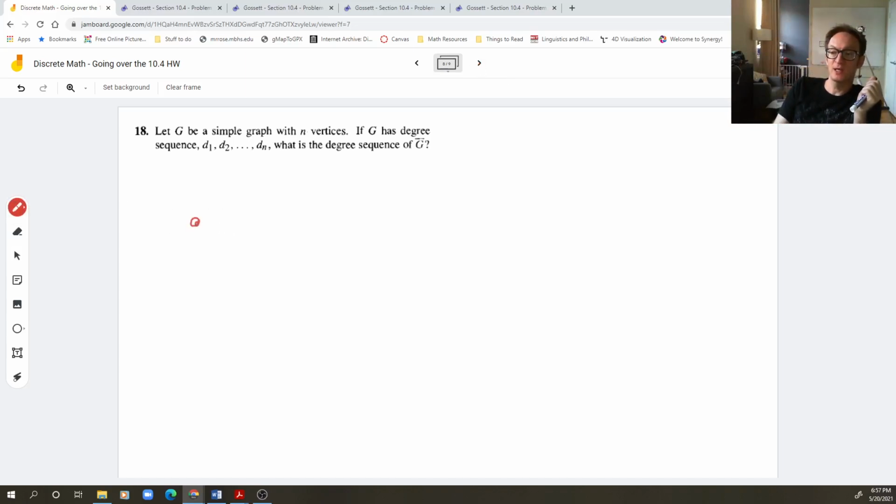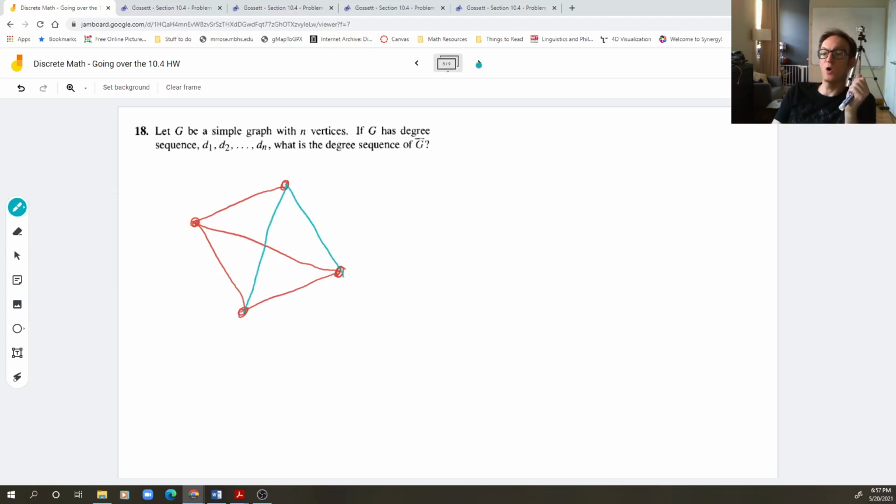Okay, I don't even totally know how to do this problem, so I'm not going to try very hard. But here's a graph, right? Maybe we'll do that one. What does the complement look like? The complement graph looks like this. So what were the degrees? The degrees were 3, 1, 2, and 2. And what are the degrees of the complements? Well, 0, 2, 1, and 1. So what do you notice?